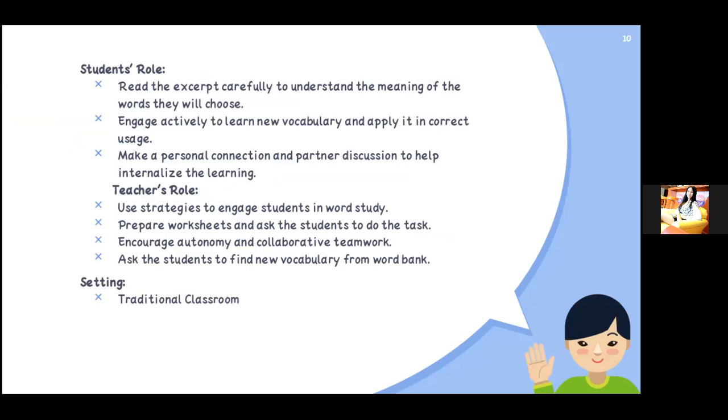The teacher's role is to use strategies to engage students in word study. Prepare worksheets and ask the students to do the tasks. Encourage autonomy and collaborative teamwork. Ask the students to find new vocabulary from the word bank. The good setting for this task is the traditional classroom.